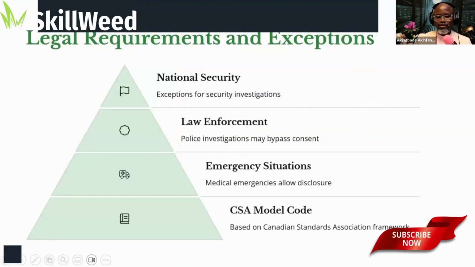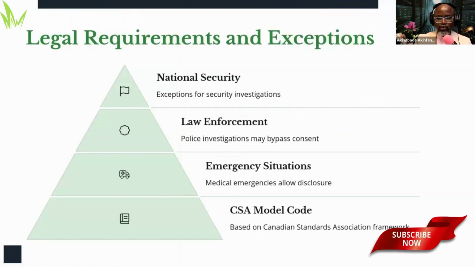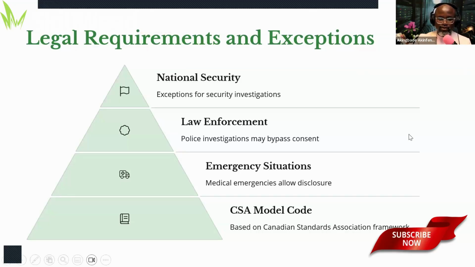What are the legal requirements and exceptions in general? National security, for any kind of investigation for national interest, that could be exempted. For law enforcement, they might bypass consent if they have a letter from a judge or a grand jury. For emergency situations, they could make an exception for you. Then there's the CSA Model Code based on the Canadian Standards Association framework also. So these are some of the exceptions that you could have if there was a need for an emergency most times.